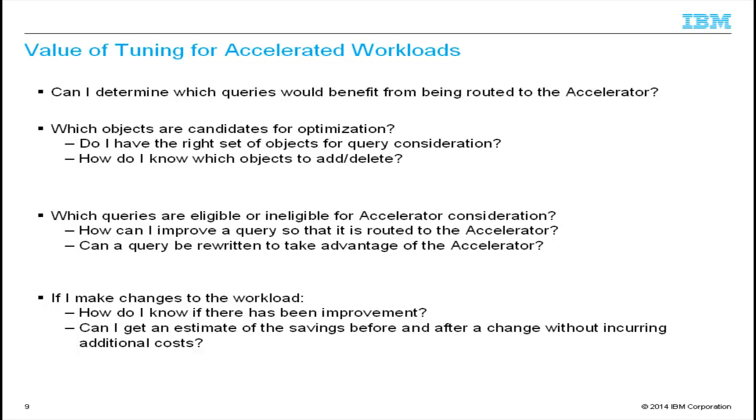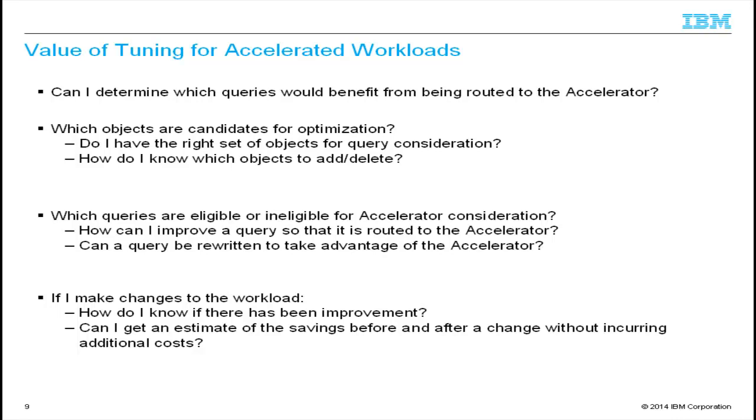One of the biggest questions that arises from the customer is, do I have the best set of objects available for consideration into the accelerator? The DB2 Optimizer determines which queries can be candidates for the accelerator and executes at record speed. But how do I know what can best fit that workload?